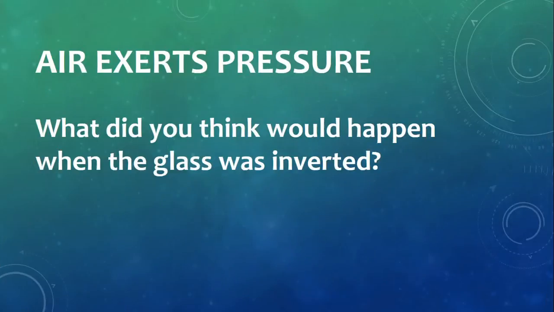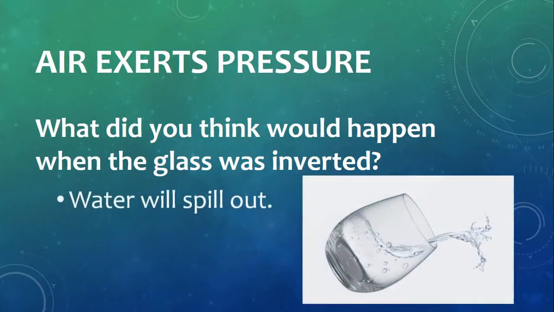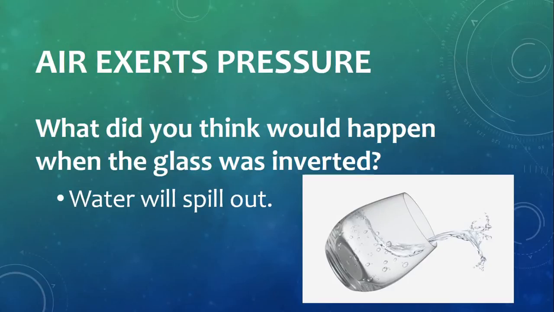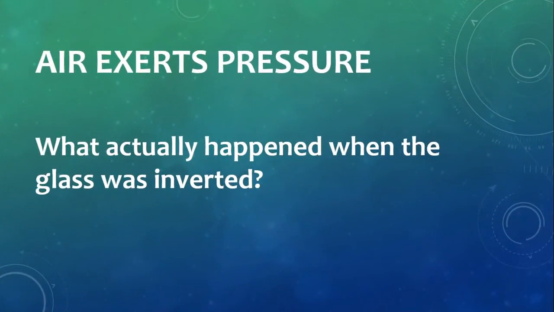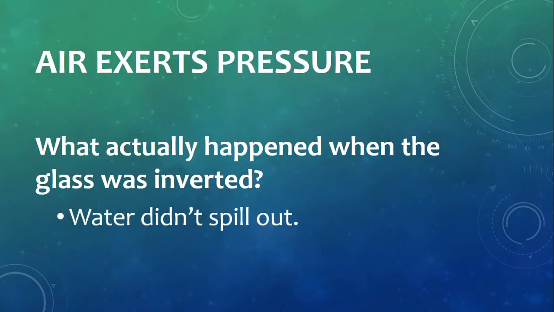Now tell me, what did you think would happen when the glass was inverted? Yes, the water spilled out. Most of us thought that the water would spill out when the glass was inverted. But what actually happened in the demonstration video when the glass was inverted? Yes, it did not spill. When the glass was inverted, the water did not spill out. Why does it happen?